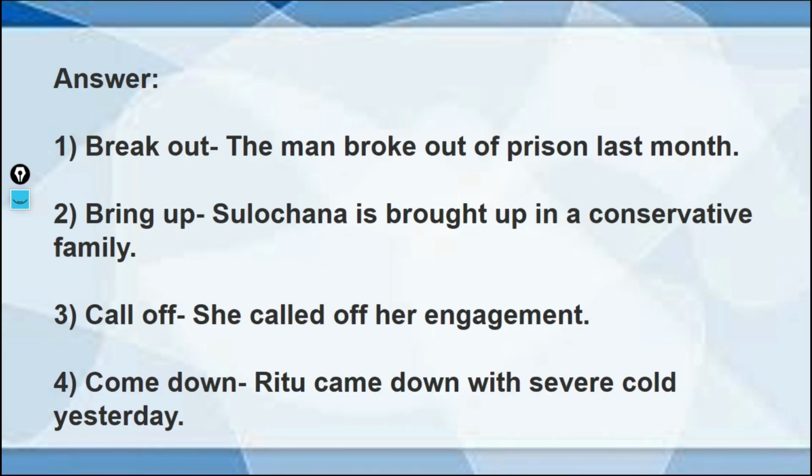So, in this particular slide, what do we see? We have used one word from group A and another word from group B. Break out. The man broke out of a prison last month. What is the second word? Bring up. Sulochana is brought up in a conservative family. What is the third word that we have used? Call off. She called off her engagement. Come down. Ritu came down with severe cold and cough yesterday.